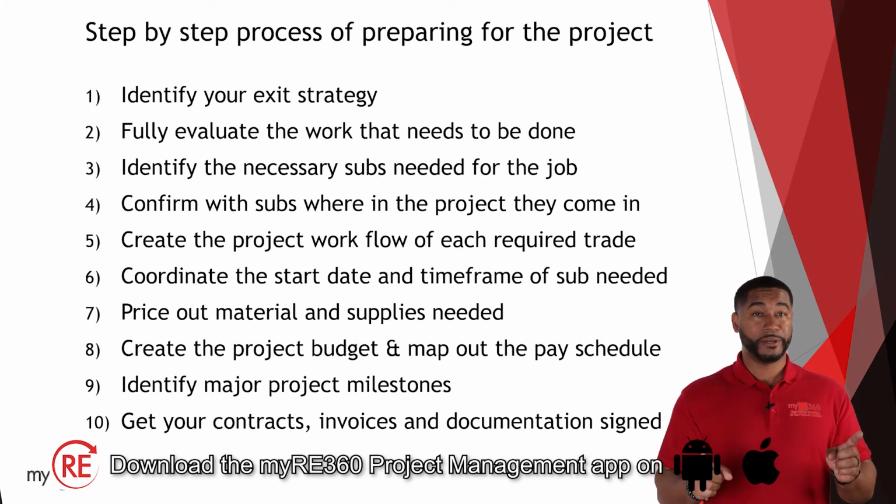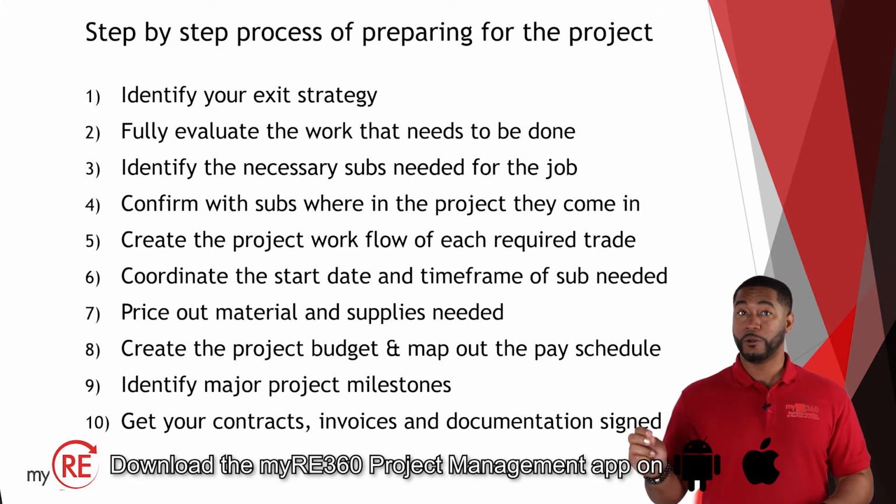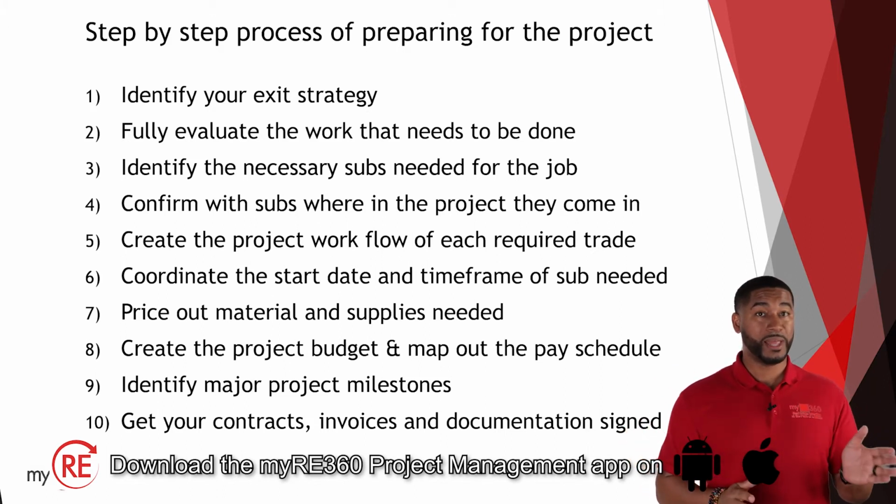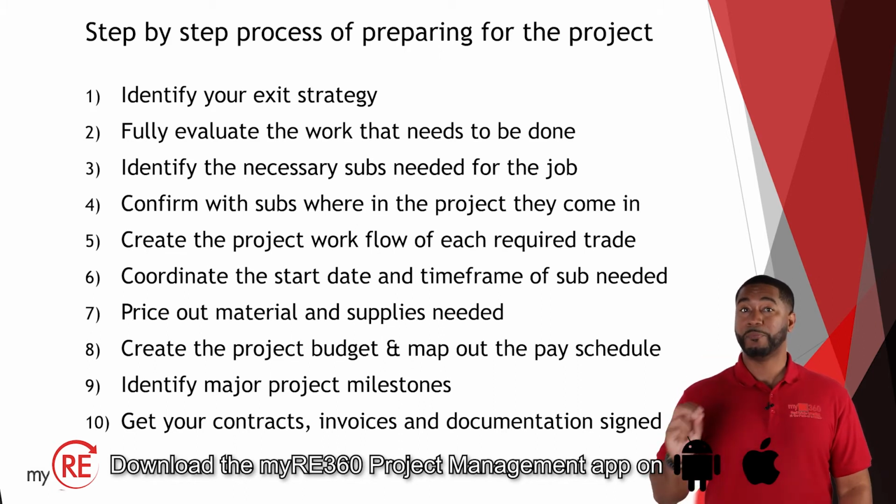Price out the material and supplies needed, and then make sure you confirm who's paying for those supplies, whether it be you as the general contractor or your subcontractors. Then create your project budget and map out your pay schedule for each subcontractor and for when you expect to have to purchase any material.